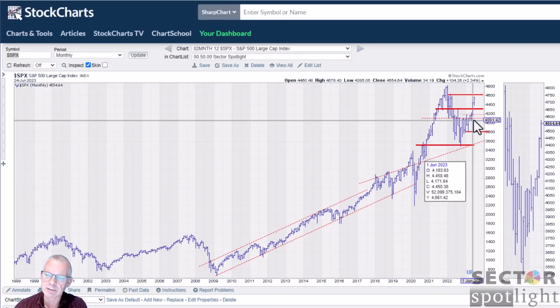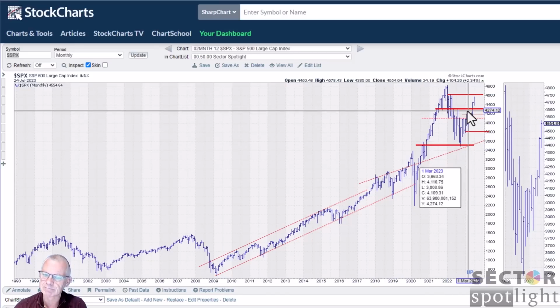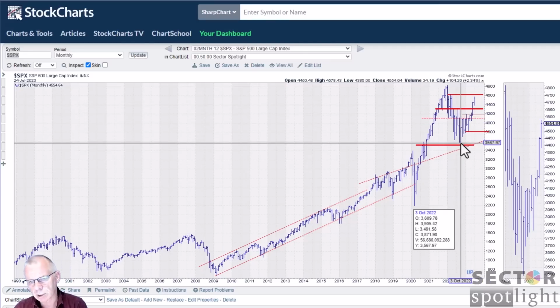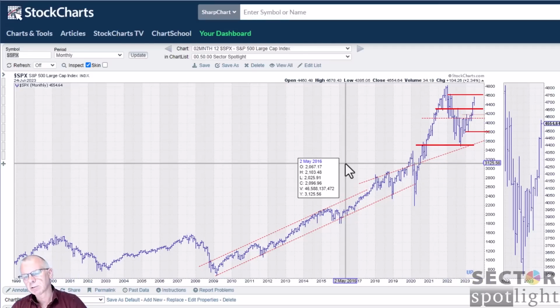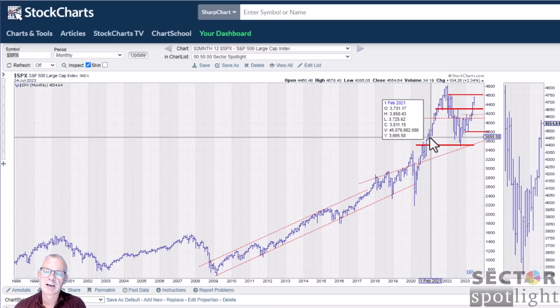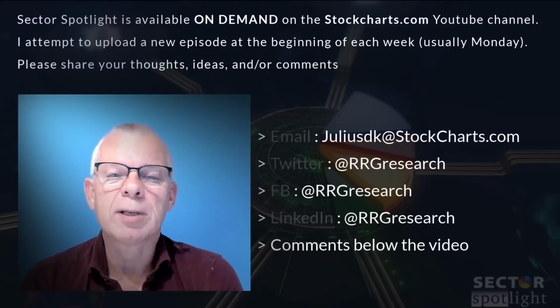You can see that there's always room for a bit of decline. The last two months we actually had a pretty strong rally, but in the longer-term picture, with the sector rotation model aligned as it is, I think that the S&P still has quite some upside potential in the next couple of months. And that wraps up Sector Spotlight for this week.